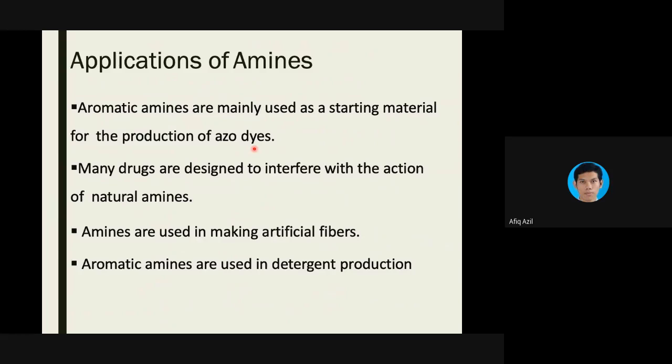So coloring used maybe to dye clothing. Okay, you have maybe a type of cloth in which you want to change it into different types of color. So they may use this so-called azo dyes, which is made out of aromatic amines.